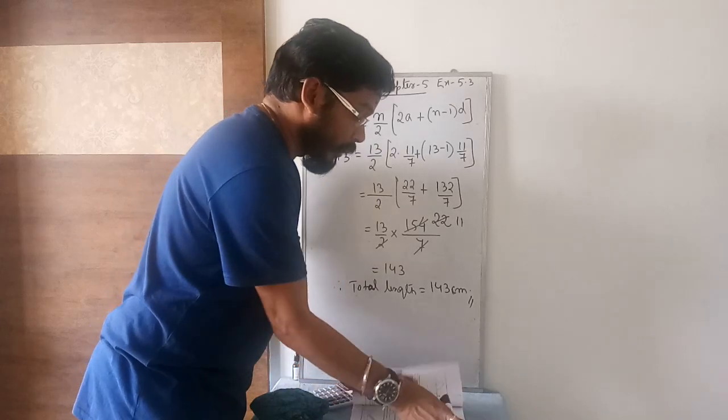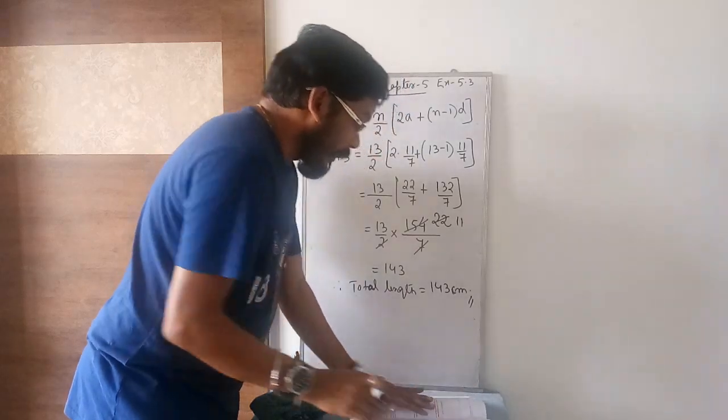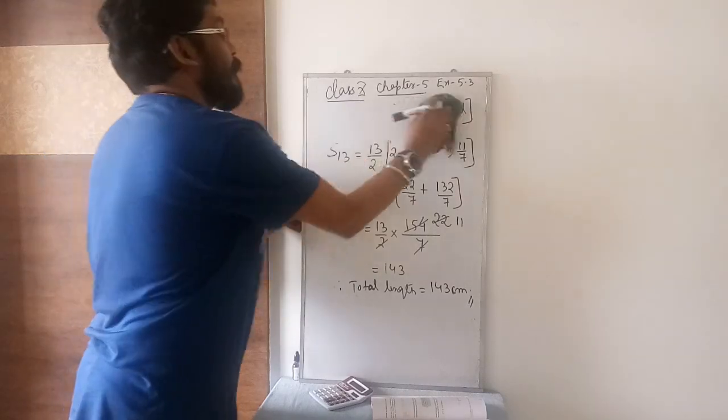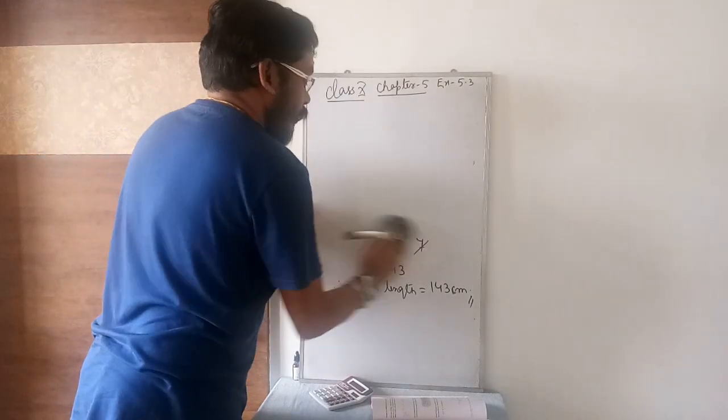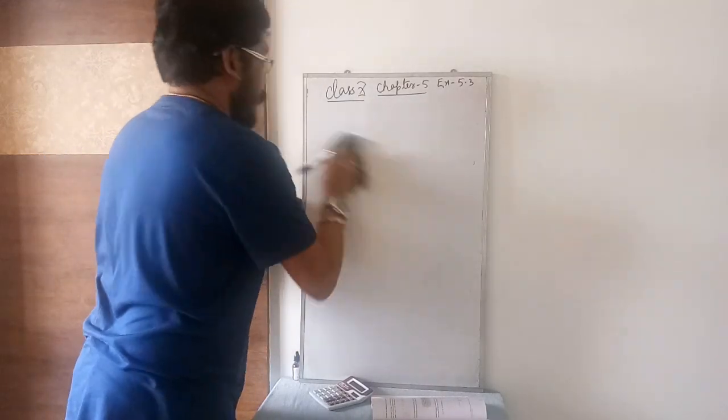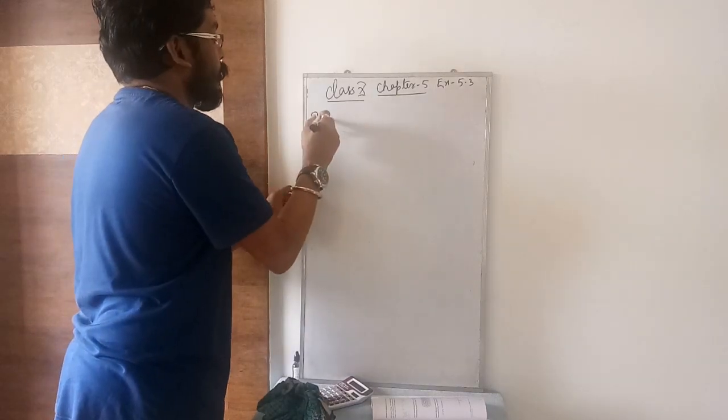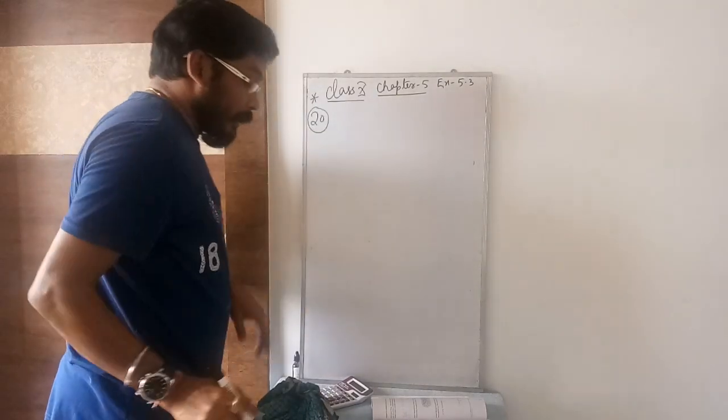Now we will go for question number 19. So 19 you can give a star mark. 19 is a very important question for me. Okay, this is very important, you can give a star mark.